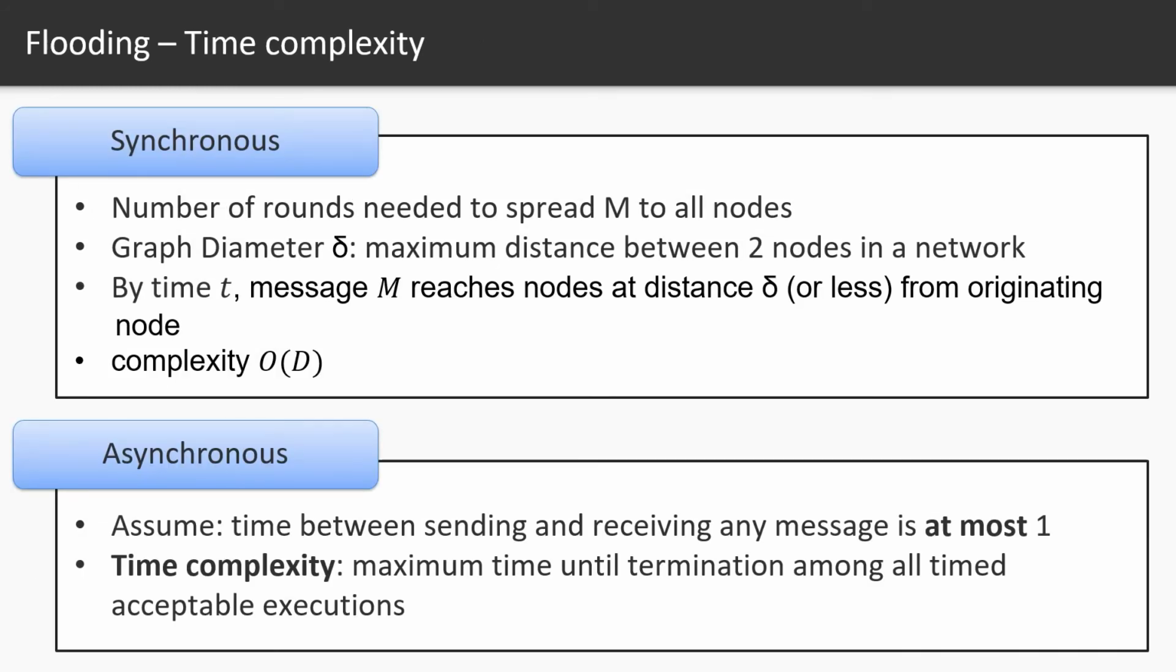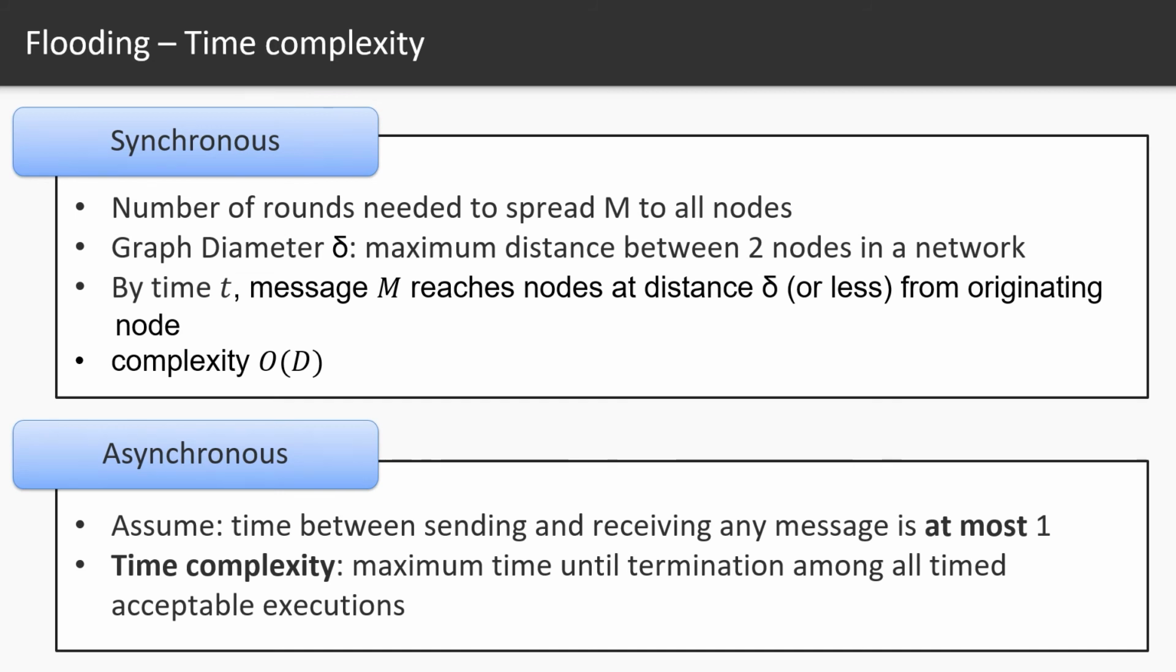Time complexity: how much time is it going to take for this algorithm to deliver message M to all of the nodes in a network. In synchronous mode, it is the number of rounds needed to spread message M to all of the nodes. The graph diameter is the maximum distance between two nodes in a network. By time t, message M reaches nodes at a distance of the diameter or less from its originating node. So we can say that the time complexity of this algorithm is exactly the same as the diameter. If the diameter increases, the time complexity increases proportionally.